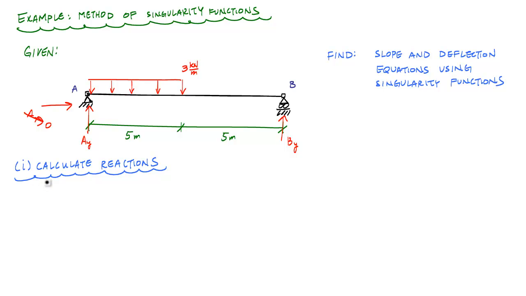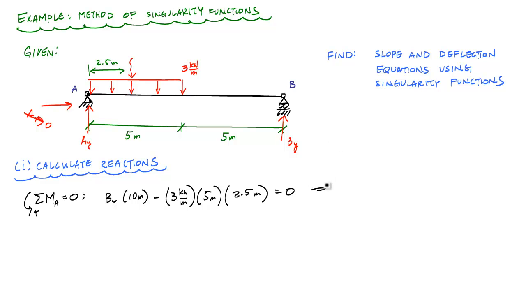In order to do that, I'm going to take moments about point A, which is essentially BY times 10 meters minus the resultant of the distributed load times the arm. And when I plug and chug, I'll get that BY is equal to 3.75 kilonewtons.